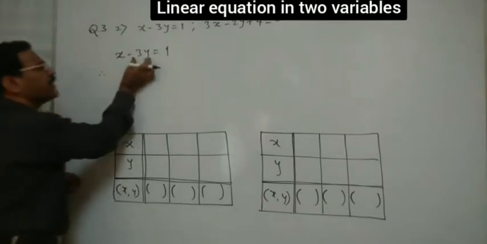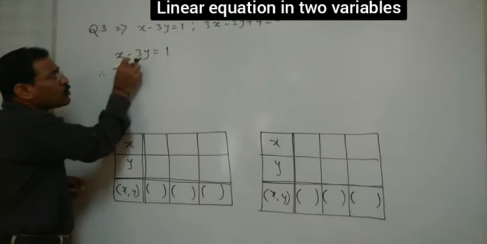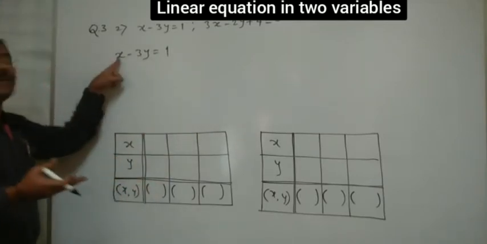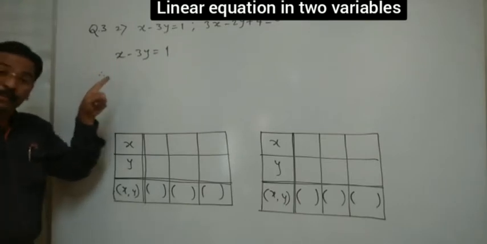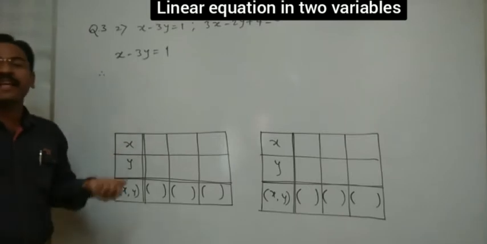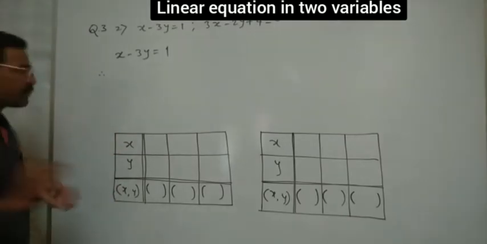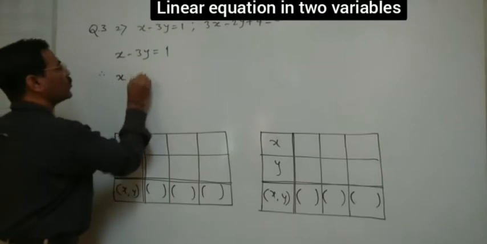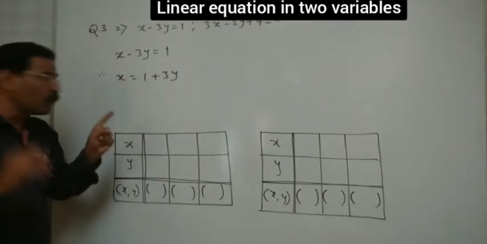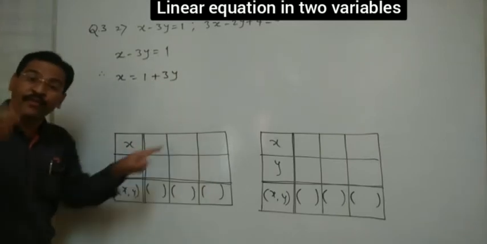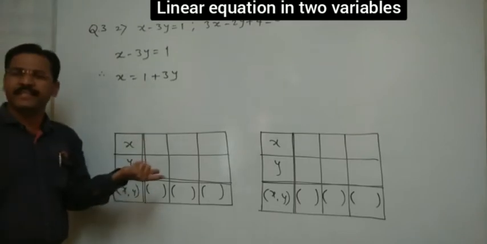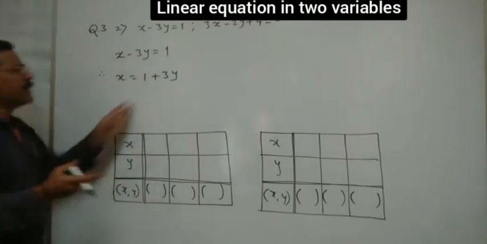Why? Suppose we write in y form, then 3 goes to denominator. That is why I am writing this one in x form. Okay, that means first of all we have to put the value of y and then we will get the value of x here. Okay friends, see, x is equal to 1 plus 3y. That means in the previous sum we put the value of x here. Now first we have to put the value of y, then we can get x very easily.